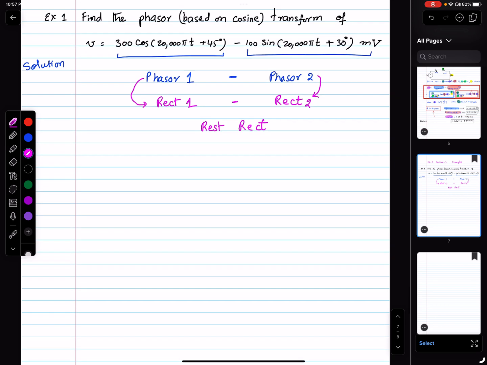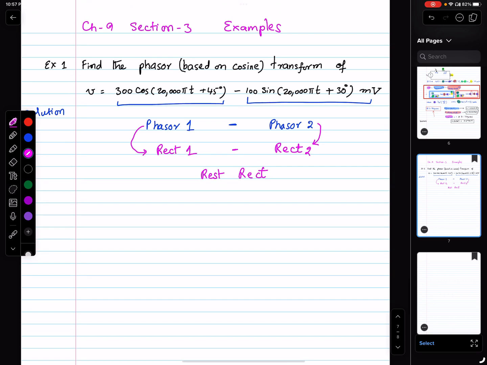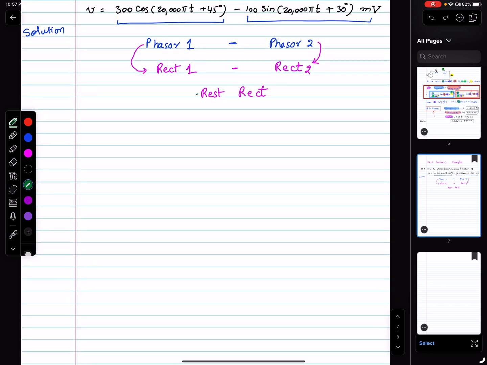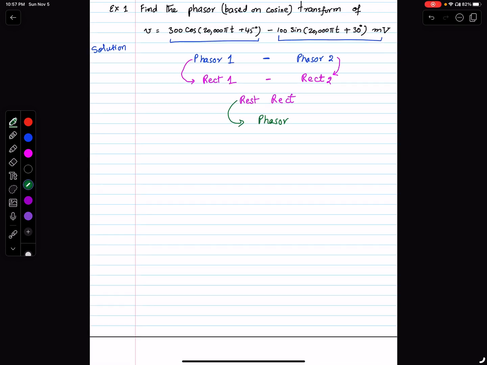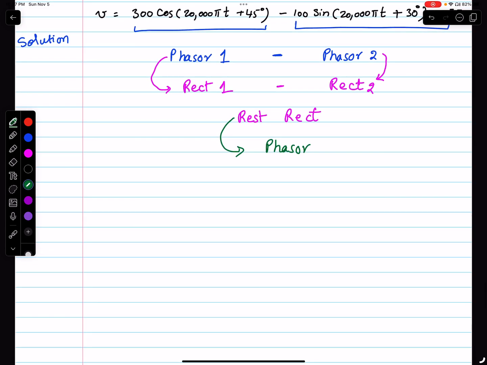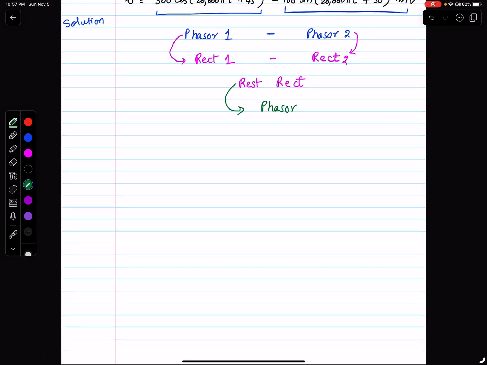Now, that is not what we want. The question says, find the phasor. Ultimately, we have to convert this to phasor. So, get ready with your calculators and come along for the drive. There is going to be a phasor to rectangular conversion and a rectangular to phasor conversion. Okay, all right, so let's start.